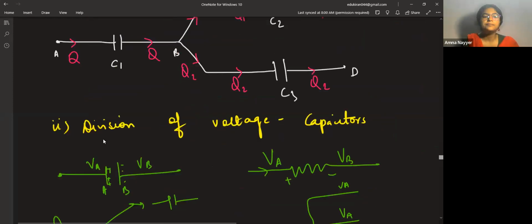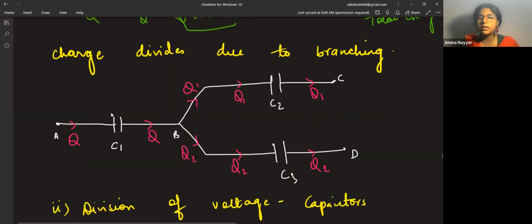Like this. See, Q is coming, capacitor C1 is there. This is the charge. The device didn't disrupt it. Now the charge came to this junction, so branching occurs. It divided itself in the form of Q1 and Q2. Q1 and Q2 can be equal, and they can be unequal also.